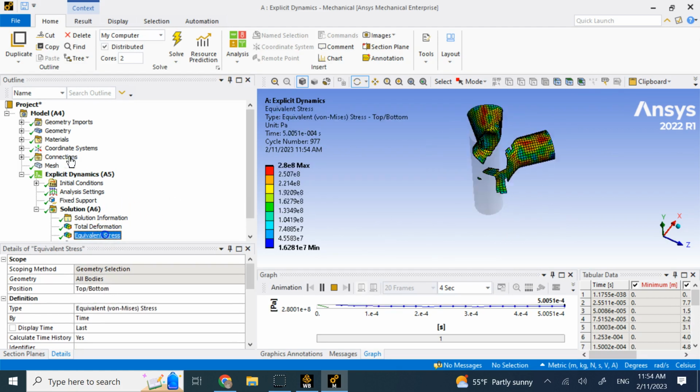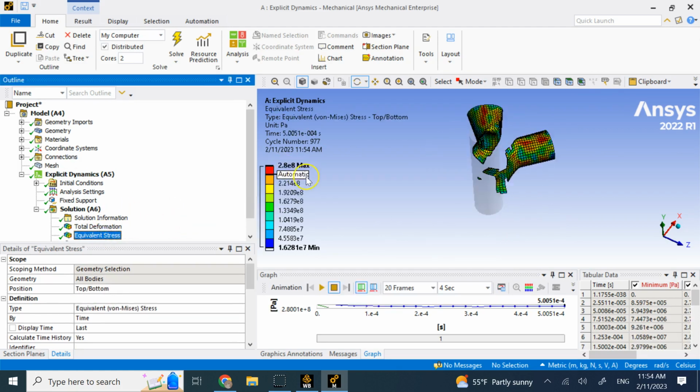And you can see the stress values, which for this part is 2.8 times 10 to the 8, or 280 megapascal, which is way more than the yield strength and even more than the plastic failure point of the material. So clearly the object is failing under the impact velocity of 300 meters per second.